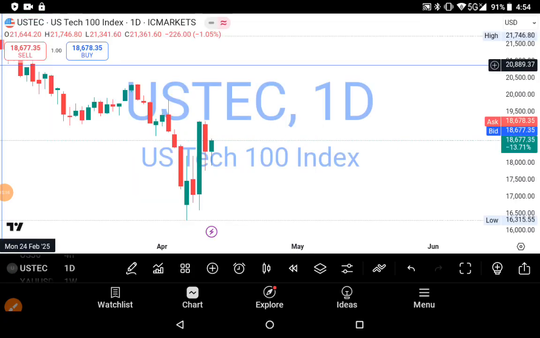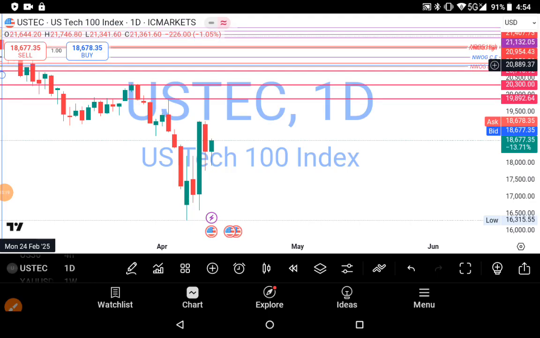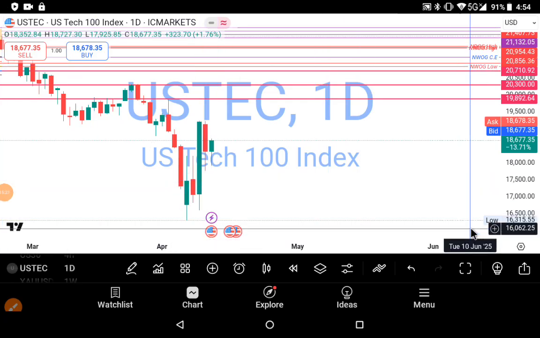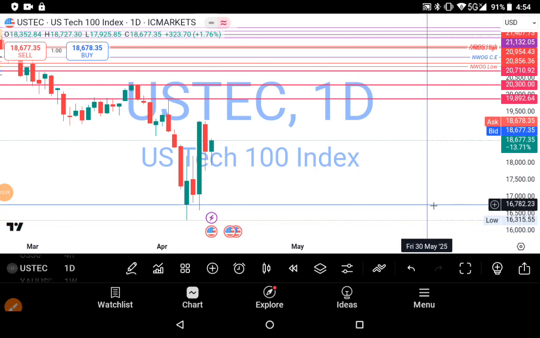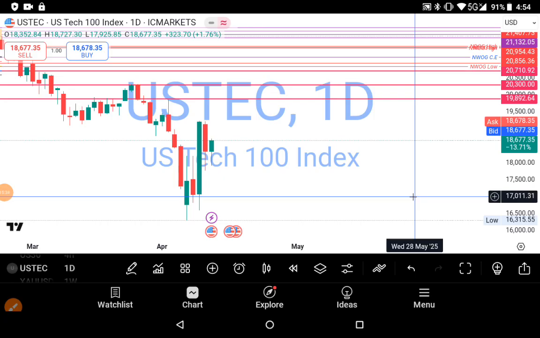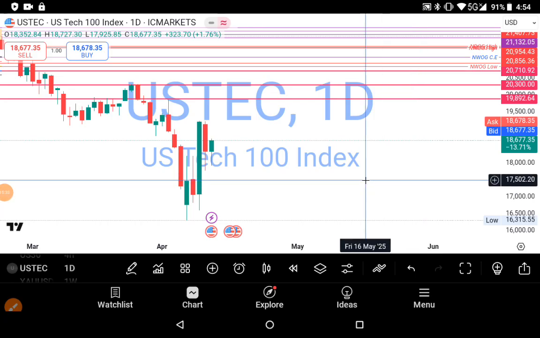Nasdaq last week I was interested in the market price visiting 16,960. Then we should see 19,000 coming in play. So we've seen 16,960. 16,960 has been taken. Those levels have been taken.